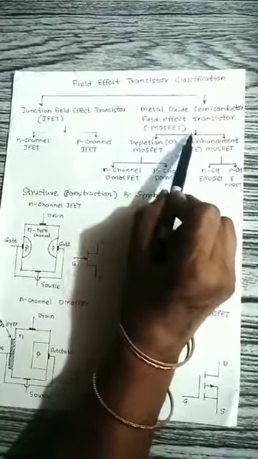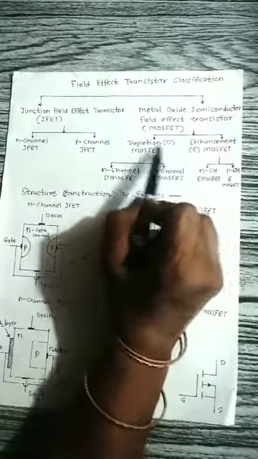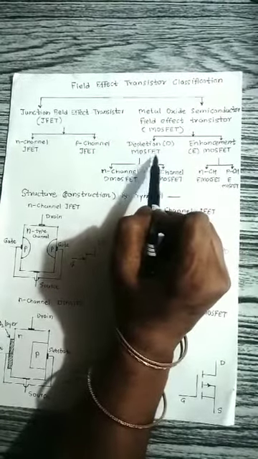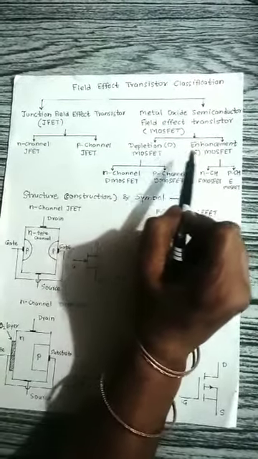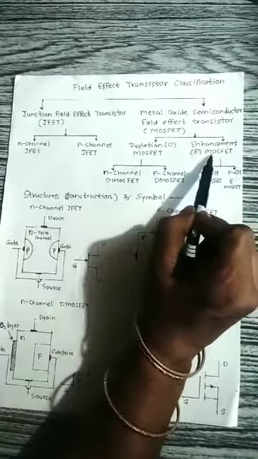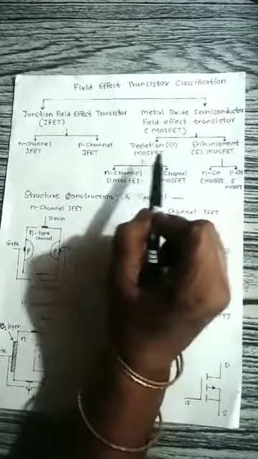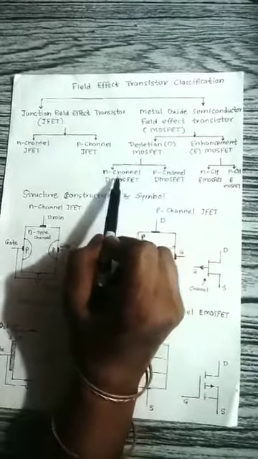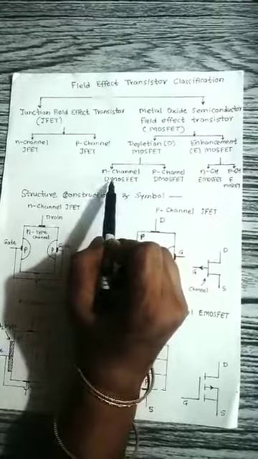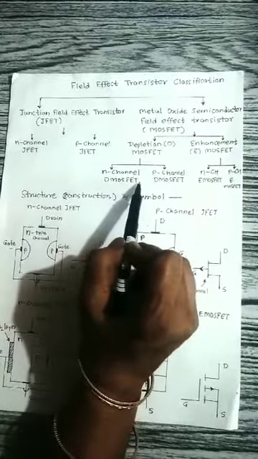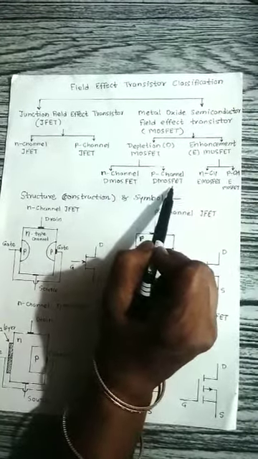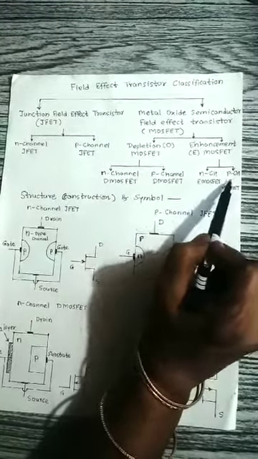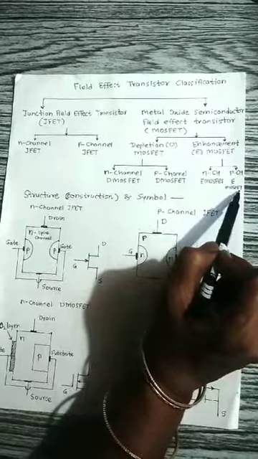Again, this MOSFET is classified in two parts according to construction, that is depletion MOSFET, also called DMOSFET, and enhancement MOSFET or E-MOSFET. Further, this depletion MOSFET and E-MOSFET are again classified in two types, that is N-channel DMOSFET and P-channel DMOSFET, and N-channel E-MOSFET and P-channel E-MOSFET.